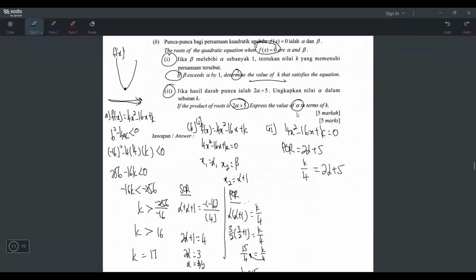Okay, now they want to express the value of alpha in terms of k. It means you have to make alpha single. Kena jadikan alpha single. So macam mana nak jadi alpha single? Pindah 5 and then pindah 2 lah. Okay, pindah 5 first. k over 4 minus 5. And then pindah 2. When you pindah 2, you have to divide 2. So k divide 4 divide 2 is k divide 8. And then 5 divide 2 is 5 over 2. So this is the answer. Okay? Okay, sudah siap.